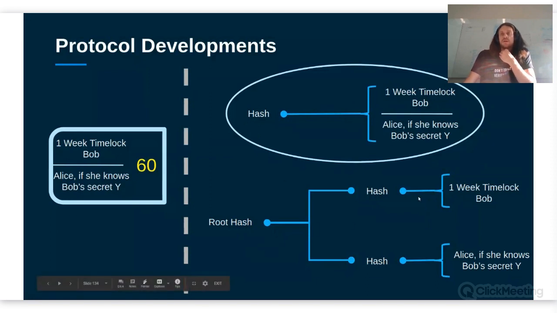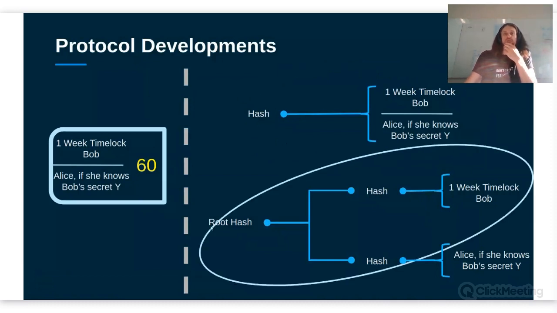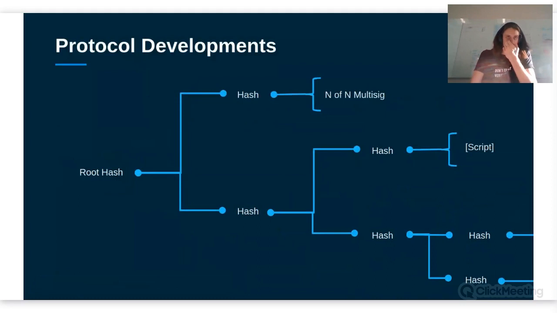Using MAST in Taproot, you hash each different spend condition separately, and then you hash those together. So I've circled here what gets revealed as Bitcoin works right now. Once we get this working, you'd only need to reveal the root hash, these two hashes, and the 1 week time lock. And so this never needs to get broadcast. This gives extra scalability, and it gives extra privacy. And you can do this for more and more complicated scripts.